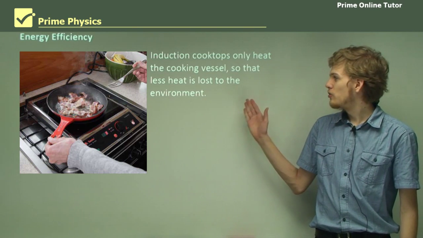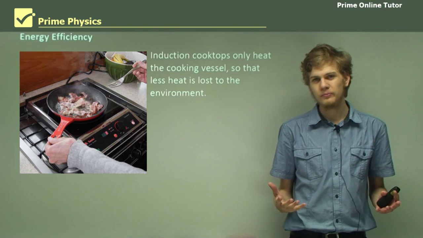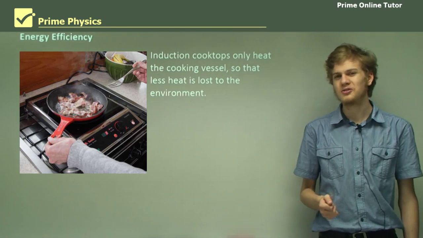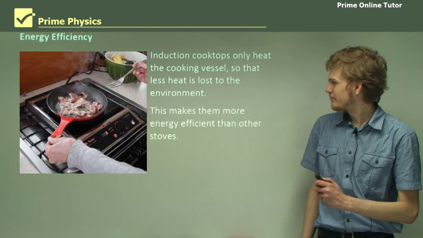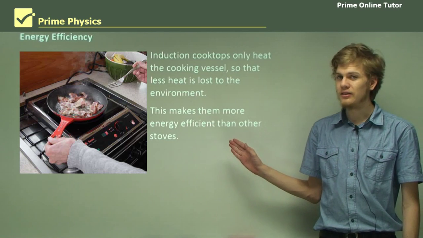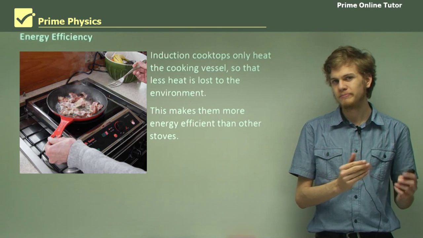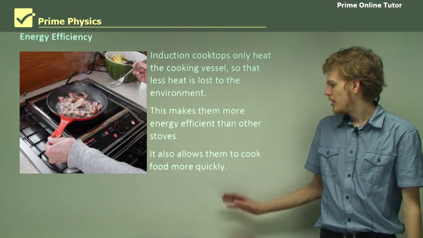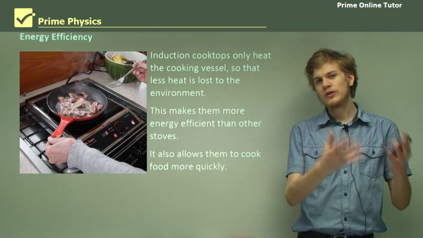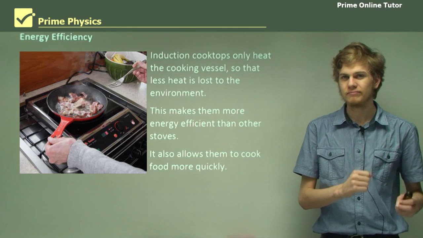Induction cooktops only heat the cooking vessel. They don't heat up the outside environment at all, unless of course there's a big iron object that happens to be very close to the induction cooktop. This means that they're more energy efficient than other stoves. All of the energy that they draw goes straight into heating up the cooking vessel. And it also allows them to cook food more quickly because the cooking vessel heats up more quickly. There's more energy being directed at it.